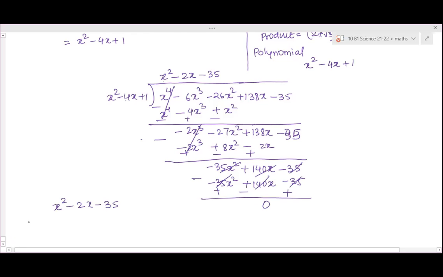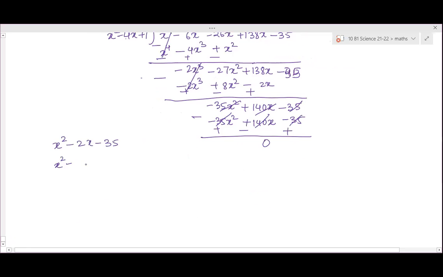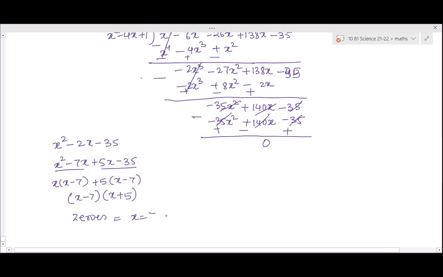Factorize it. 7 fives are 35, so x square minus 7x plus 5x minus 35. x into bracket x minus 7 plus 5 into bracket x minus 7. So we get x minus 7 into x plus 5. So zeros are 7 or minus 5. So all zeros are 7, minus 5, 2 plus root 3 and 2 minus root 3.